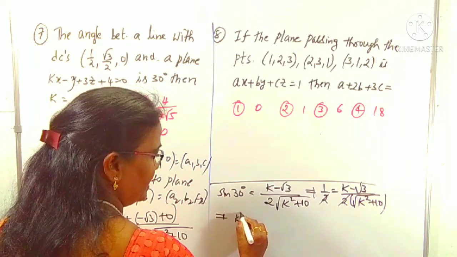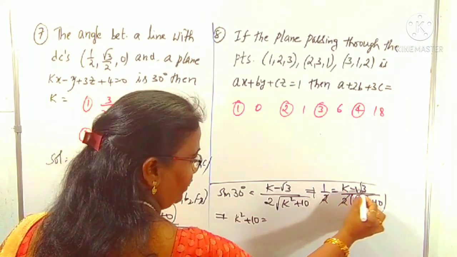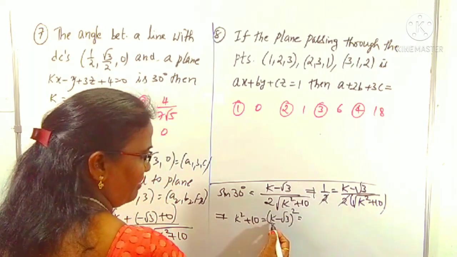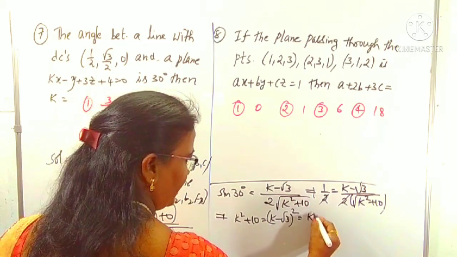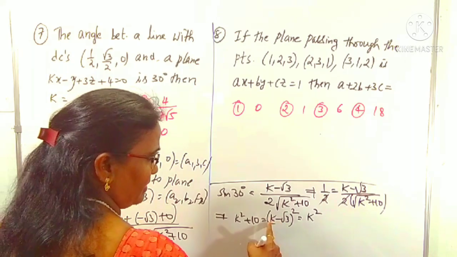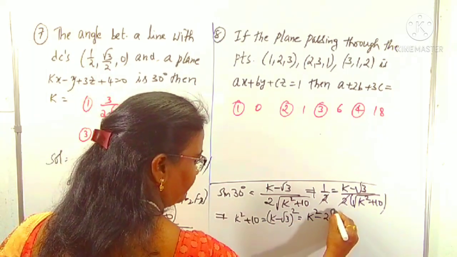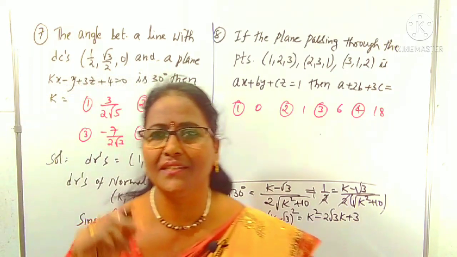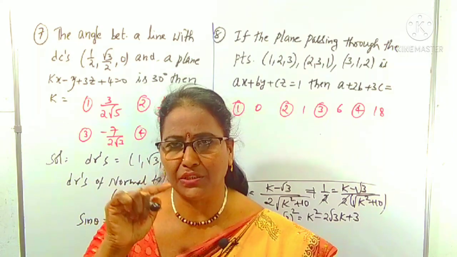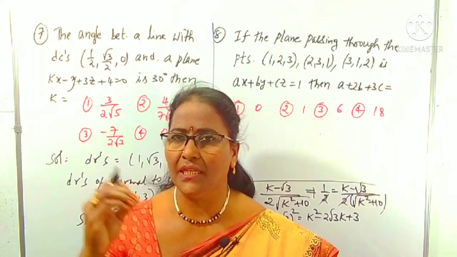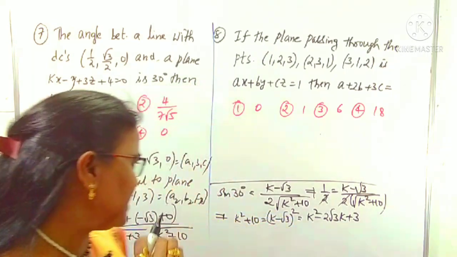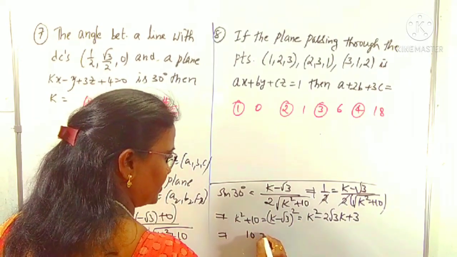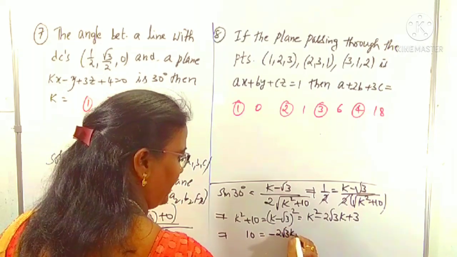The left side becomes k square plus 10. On the right side we take the square of k minus root 3 whole square, which is in the form of a minus b whole square, that is a square minus 2ab plus b square: k square minus 2 root 3 k plus 3, since root 3 whole square is 3. You have to concentrate on these simple applications, the calculation part, direct a plus b whole square, a minus b whole square. You have to do it a little bit fast because time is important here. Throughout, k square is cancelled. What is left over is 10 equals minus 2 root 3 k plus 3.